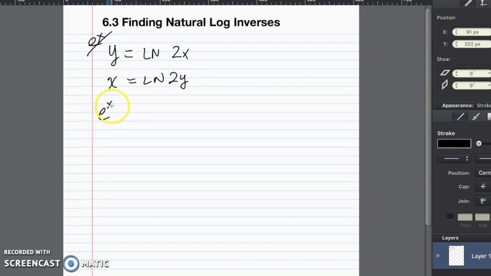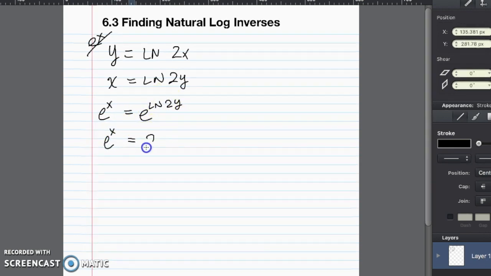So e to the x power is equal to e to the natural log of 2y. And what ends up happening is that these two things will cancel out. So I have e to the x on this side. That doesn't change. These will cancel out. I'll end up with 2y on this side. All right, I'm almost there. I want to get y by itself is my goal. So I'll go ahead and divide by 2 on both sides.